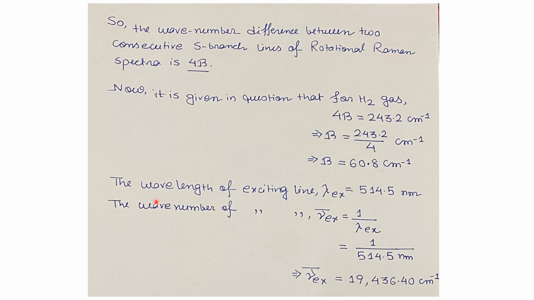Now it is given that the wavelength of the exciting line, that is lambda Ex, equals 514.5 nanometer. So we'll convert this in terms of wave number. The wave number of the exciting line, nu Ex bar, equals 1 by lambda Ex, so that is 1 by 514.5 nanometer. This will give the wave number of the exciting line, nu Ex bar, equals 19,436.4 centimeter inverse.